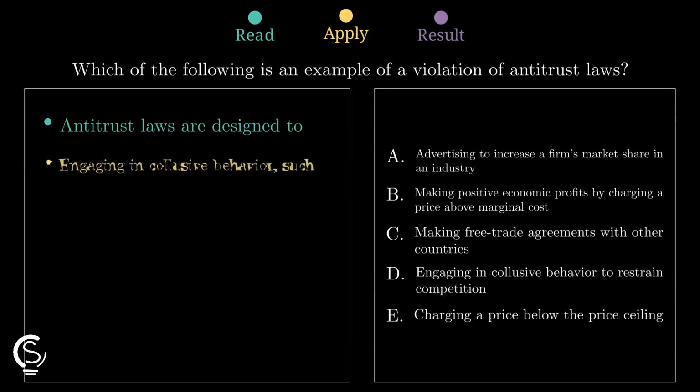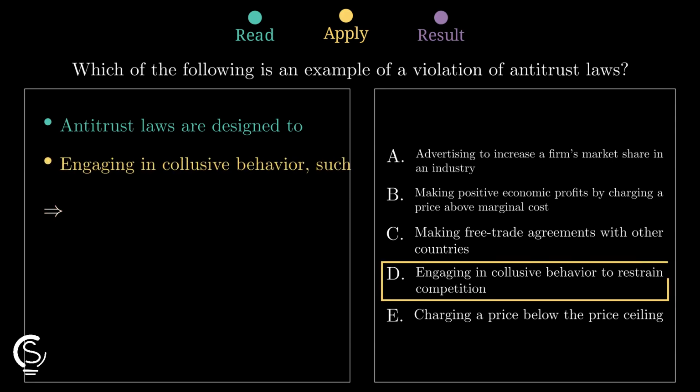Advertising and earning profits are legal activities. However, restraining competition through collusion makes option D the only correct choice for this specific problem.